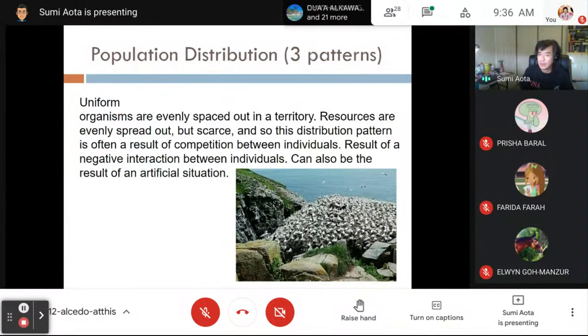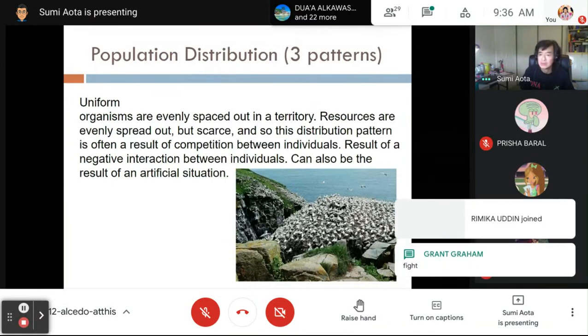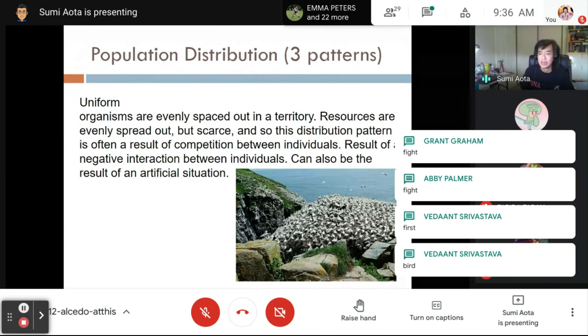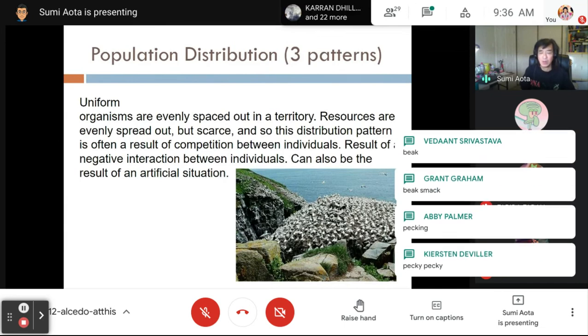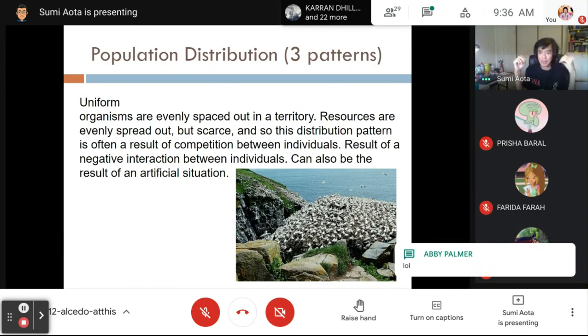How would two birds compete against each other for the same space? What would they do? Fight. So if they're going to fight, how do birds attack each other? With their beak, right? So how do you think the birds figure out how far apart to put their nests?